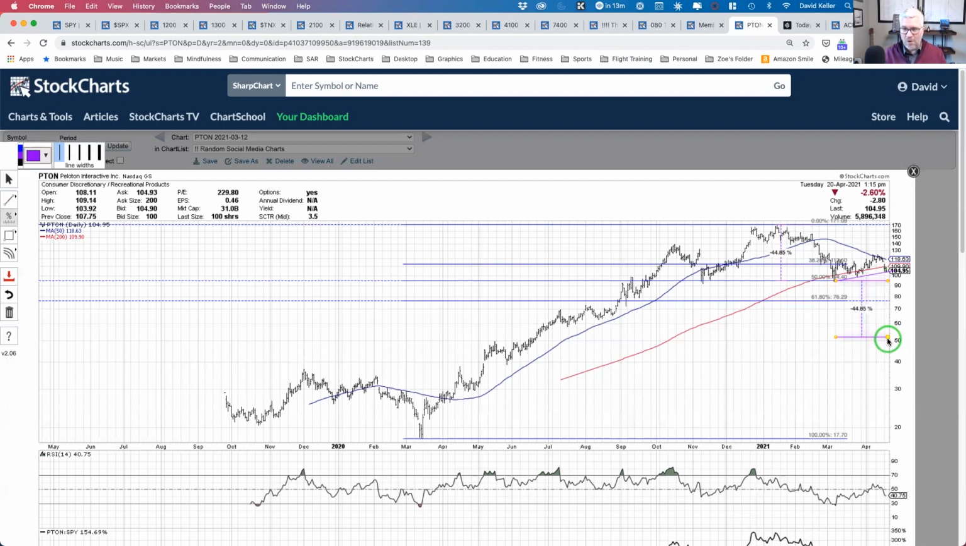So overall, that is what a head and shoulders top looks like. And to be very clear, you can't really call it a head and shoulders top until that neckline is violated.